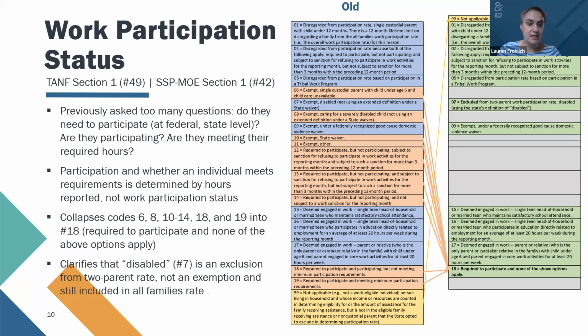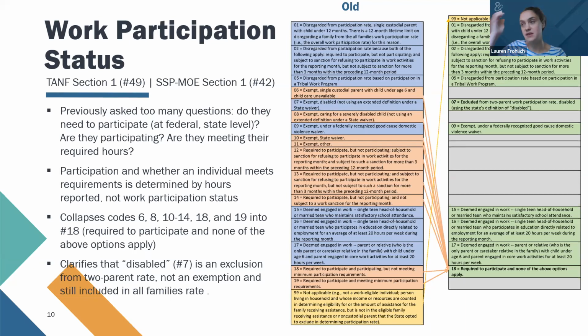And then the other thing we did was clarify that number 7, which previously was exempt disabled, is actually an exclusion from the 2-parent rate, not an exemption, and that those individuals are still included in the all families rate. So that can be confusing. We had a lot of conversations about this, and we wanted to get out there and highlight this nuance here. Nothing has changed about the definition or what happens behind the scenes. It's just trying to differentiate in the instructions what we mean here.